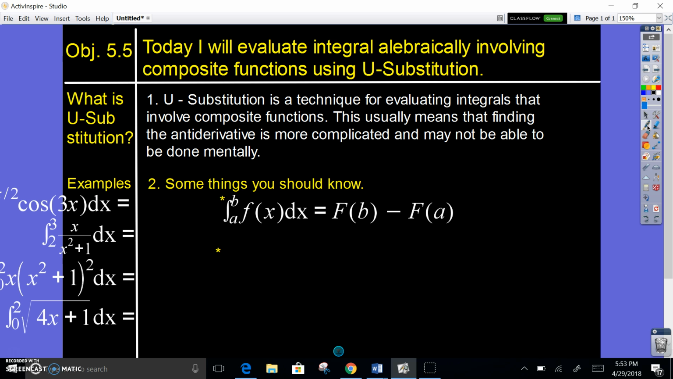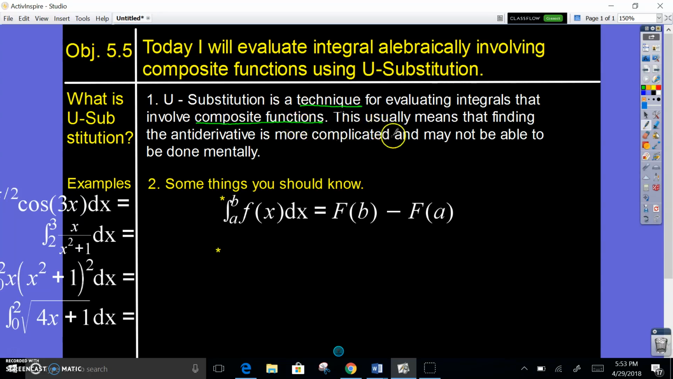And so what is U substitution? Well, U substitution is simply a technique that allows you to evaluate integrals involving composite functions. So up till now, we've been working with polynomial functions, even trig functions. But now we are going to be looking at functions, both polynomial and trig, square root functions, log functions. But now it's going to be composites that we're dealing with.